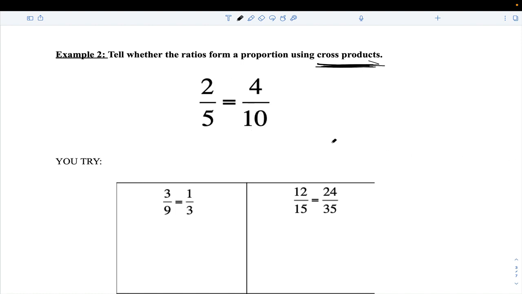Here's how you use cross products. It's going to look like a butterfly. You probably saw this in 6th grade. You're going to start with 2 times 10. You're going to multiply whatever's across. What is 2 times 10? Jersey, head up. Ashton, 2 times 10 would be?